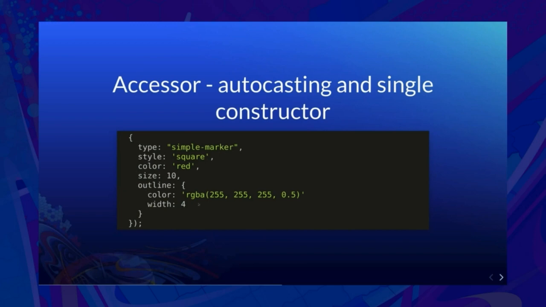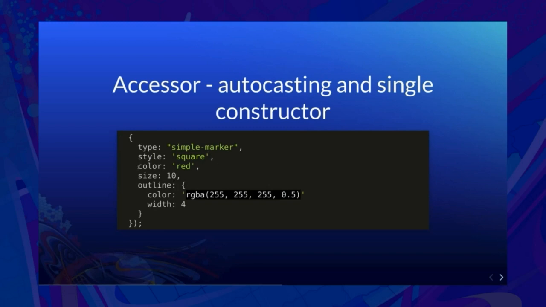So autocasting is a very interesting thing that you can do with the JavaScript API. In this example here, I have an object that's going to represent a marker symbol. And specifically, it's a type simple marker. I could give it a style, color, size, provide another object for the outline, and also have a color and a width. Notice I can pass color as a string like red, or RGBA values, hex values, and so on. And under the hood, we're going to go ahead and convert this to a simple marker symbol.